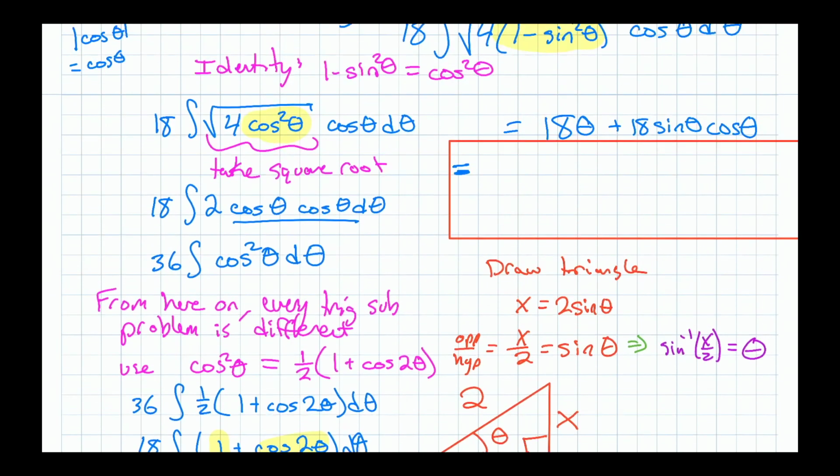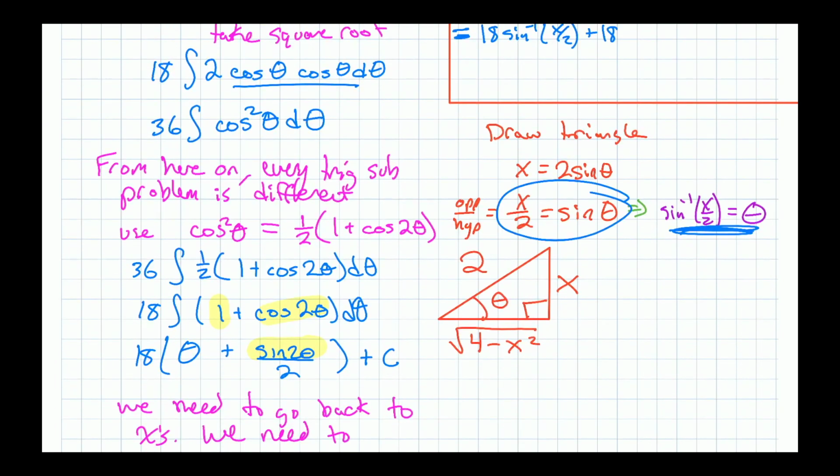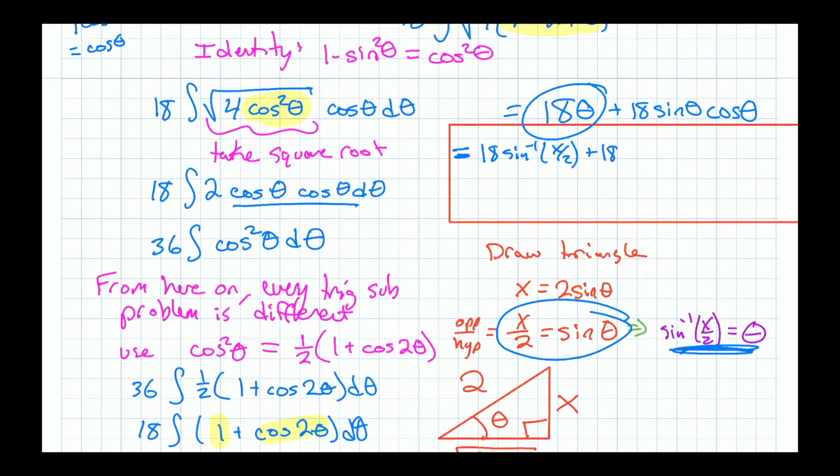So let's come up here. First of all, 18 theta. Well, we just came up with theta is sine inverse x over 2. So we have 18 sine inverse x over 2, plus 18 sine theta. What's sine theta? Well, sine theta is easy. It's right here: x over 2. So 18 times x over 2 times, then we have cosine theta.